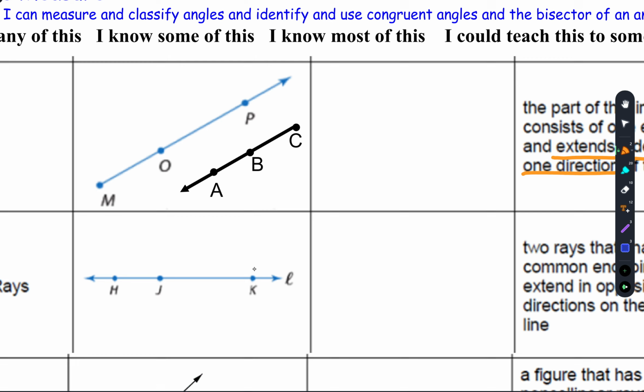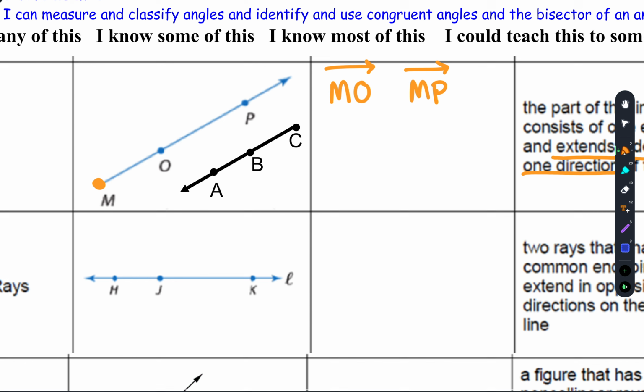We always start with the endpoint. So in this top ray here, my endpoint is M. And then to name the ray, I can use any point on the other end of that ray. So I could call this MO with an arrow on the top. Our arrows always point to the right. Or I could call this MP, and they refer to the exact same ray.